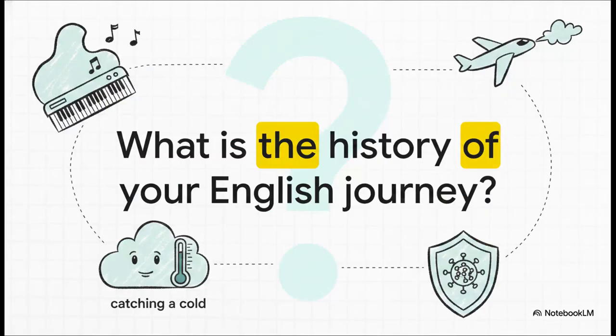Which brings us to a final thought for you to chew on, applying that exact restrictive of rule we just learned. What is the history of your English learning journey? The rules we explored today, from playing the piano to traveling by plane, from catching a cold to avoiding the flu, they might seem like a hidden matrix at first. But once you see these patterns, the logic is actually crystal clear. Keep seeking out these structures. Soon enough, these advanced quirks won't be exceptions you fear, but tools you use with absolute confidence.